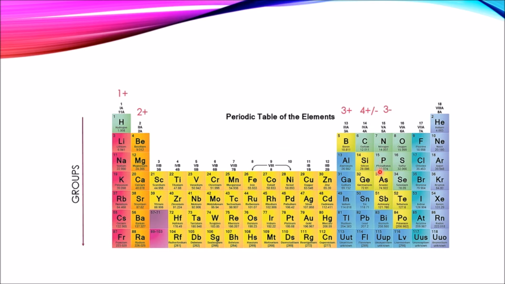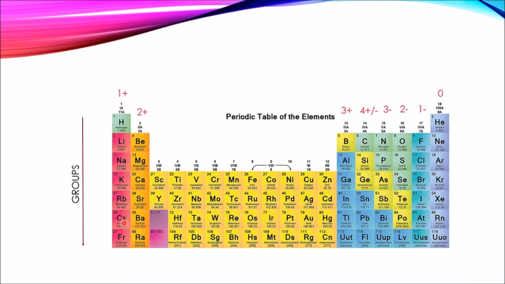This is group 5A, and group 5A has a 3 negative charge. Why 3 negative charge? Because all the elements in this group gain 3 electrons. Then we have a 2 minus charge on group 6A elements, a 1 minus charge on group 7A elements, and we have no charge on group 8A because they do not form bonds and they do not react. So why did I tell you this? Because these are the valencies.